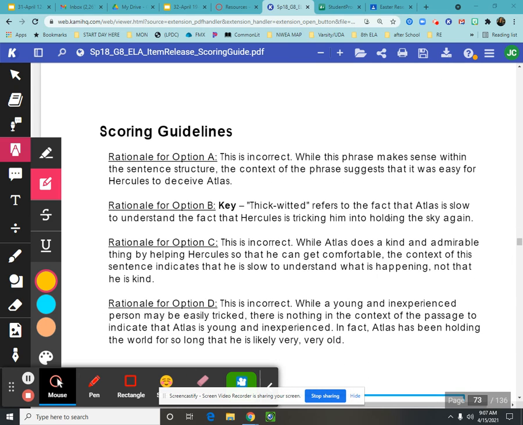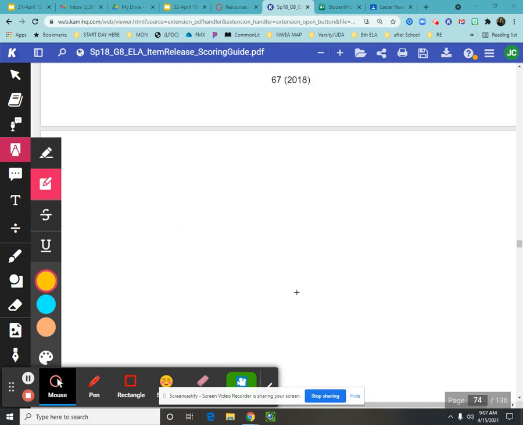It is B. Thick-witted refers to the fact that Atlas is slow to understand the fact that Hercules is tricking him into holding the sky up again. If you said A, while this phrase makes sense within the sentence structure, the context of the phrase suggests that it was easy for Hercules to deceive Atlas. And if you said C, while Atlas does a kind and admirable thing by helping Hercules so that he can get comfortable, the context of this sentence indicates that he is slow to understand what is happening, not that he is kind.